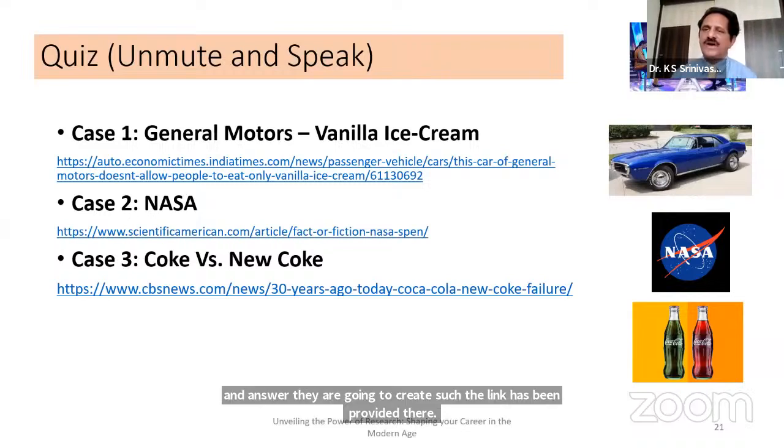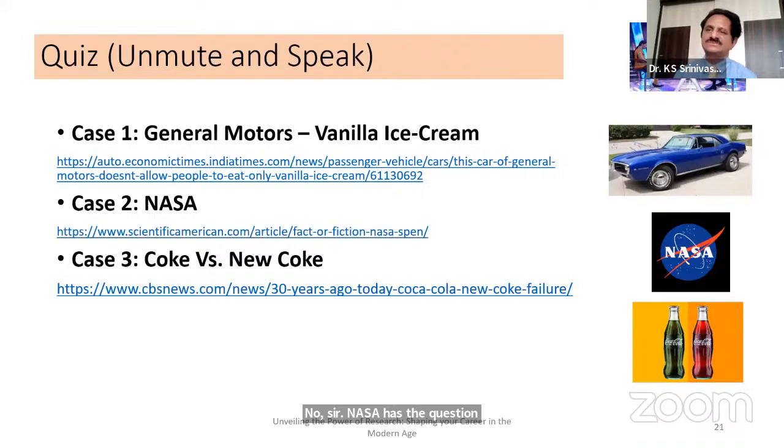NASA has invested money in finding a writing device, a pen, which can write at zero gravity. They were unable to explore it, whereas the Russian cosmonauts did. They just used a pencil. See the difference between understanding and doing it, and making it a research outcome.